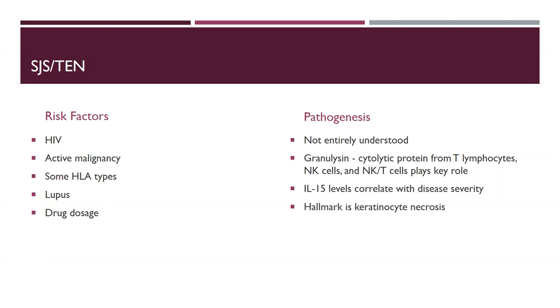We're still not entirely sure how the whole pathophys works for it. It involves a cytolytic protein called granulysin, which is made by T lymphocytes and a lot of the other first-line inhibitor cells like NK cells and NKT cells. There is also a role with IL-15, which I feel like we've all heard a lot more of in the COVID times. And interestingly, IL-15 levels are correlated with disease severity. So if you have a super high IL-15 level, you're more likely to develop more severe disease. And the hallmark on biopsy is keratinocyte necrosis.